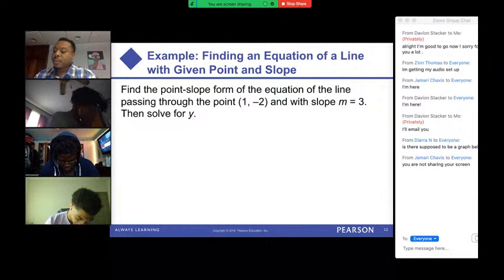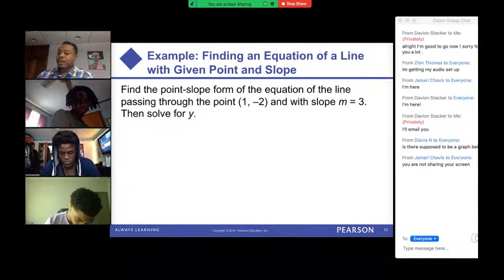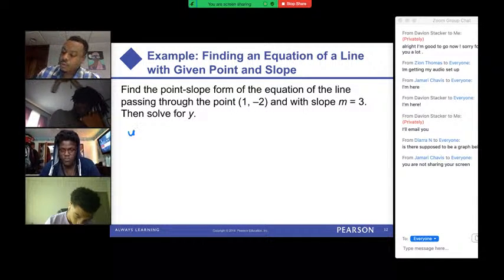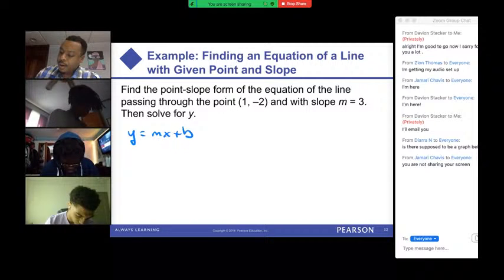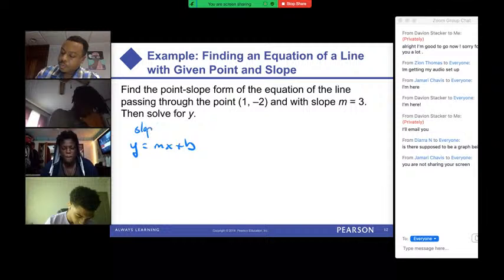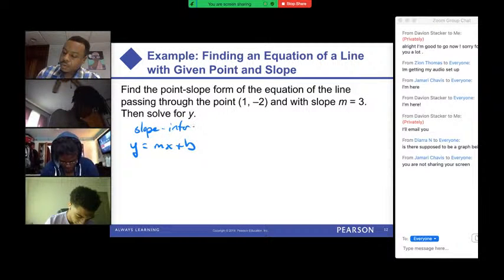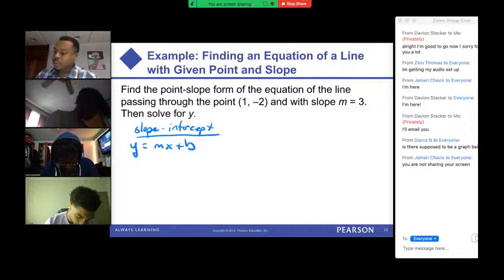It says find the point slope form of the equation of the line through this point with the slope, and then solve for y. Can somebody tell me the slope intercept form of the equation of the line? Y equals mx plus b. This is called the slope intercept form. So I'm actually going to do this one using this form.